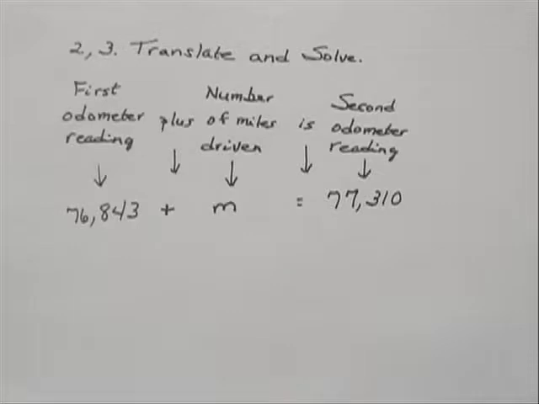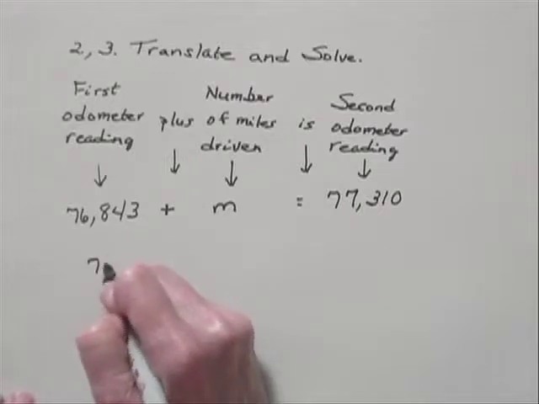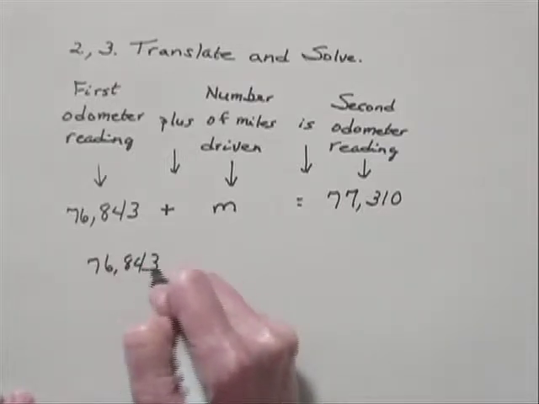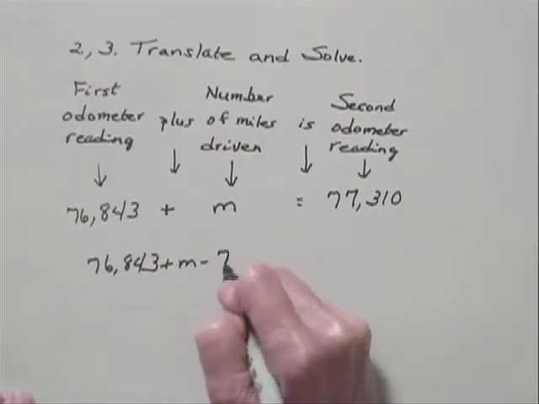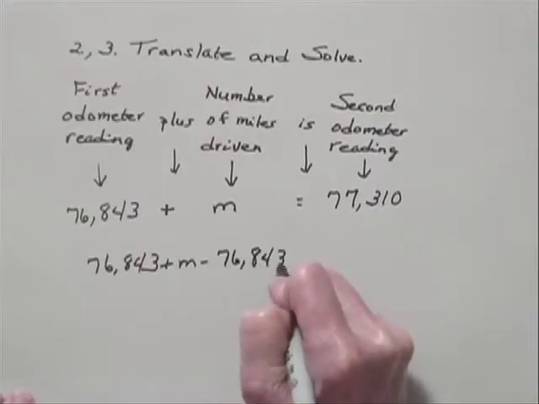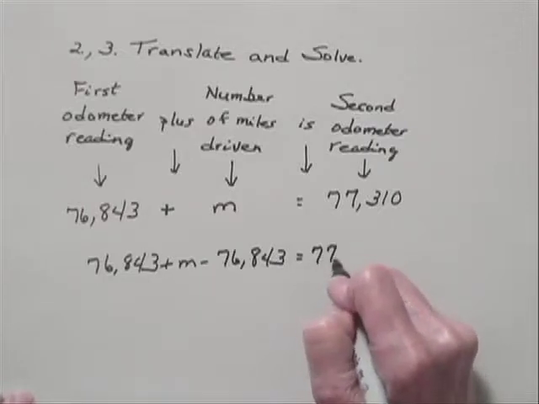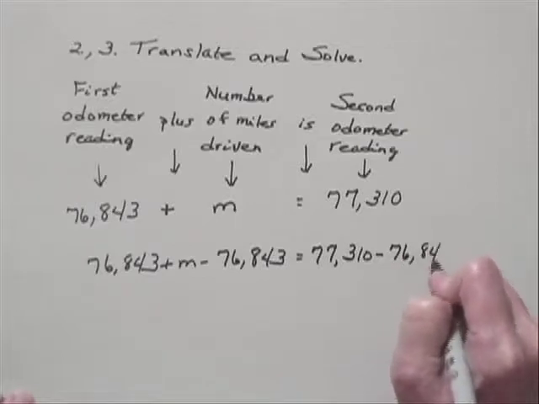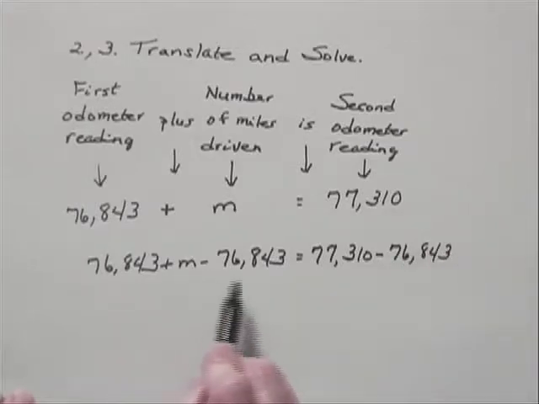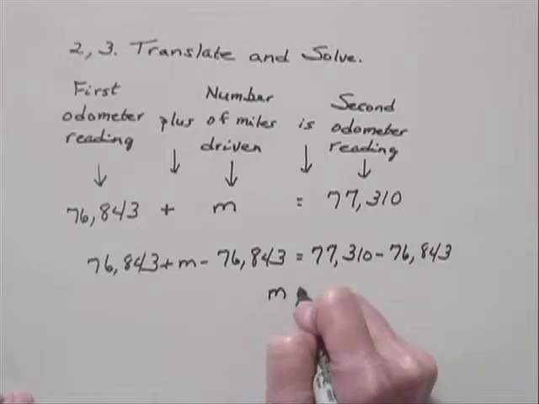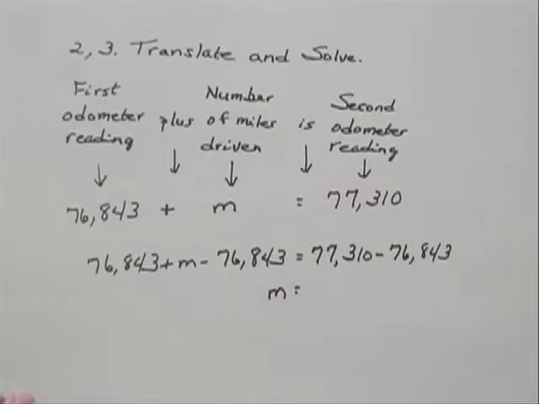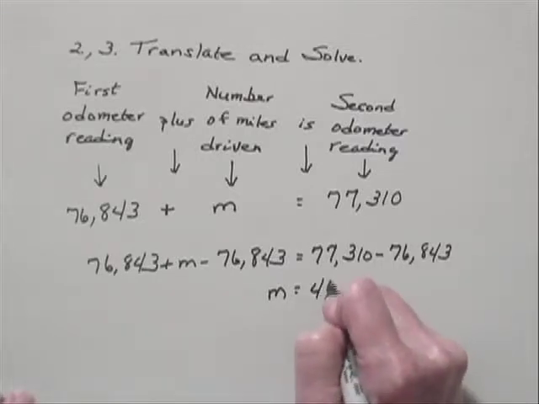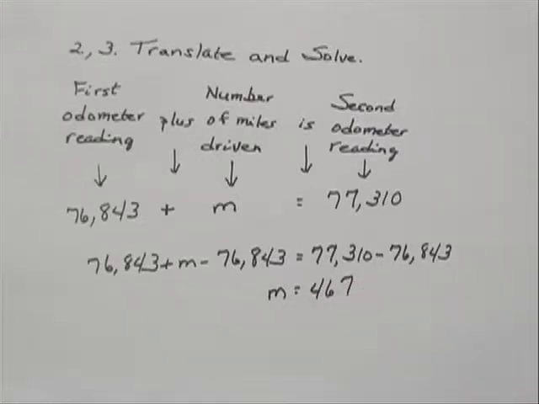We were told that the first odometer reading was 76,843 miles, plus just translates to the plus symbol. The number of miles driven is what we're trying to find, and we've called that m. Is translates to equals, and this would be the second odometer reading, which we were given in the statement of the problem, 77,310 miles. Now, to solve this equation, we subtract 76,843 on both sides. So we'd have 76,843 plus m minus 76,843 is equal to 77,310 minus 76,843. On the left side, we have m plus 0, or m. And on the right-hand side, when we carry out the subtraction, we get 467. So we know that 467 miles were driven between fill-ups.